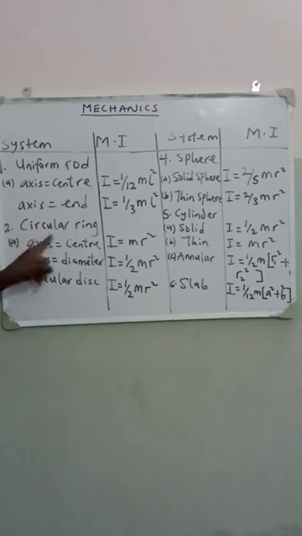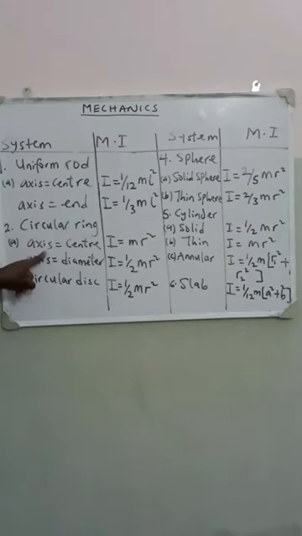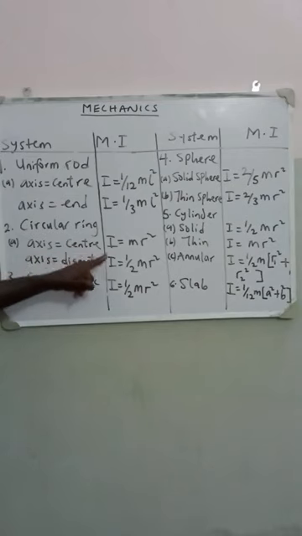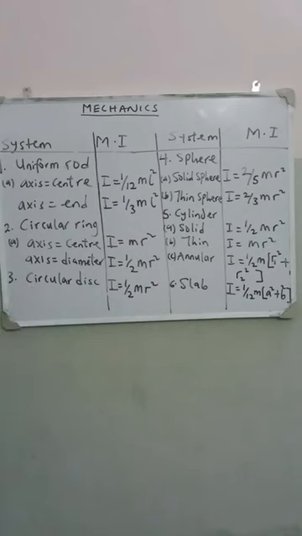Number 2, for circular ring. Let's see what happens in the case of what? Circular ring. You can see that when the axis is rotated at the center, our moment of inertia still remains mr squared. But when the axis is rotated at the diameter, our moment of inertia becomes 1/2 mr squared. Similarly, for circular disc, our moment of inertia becomes 1/2 mr squared.